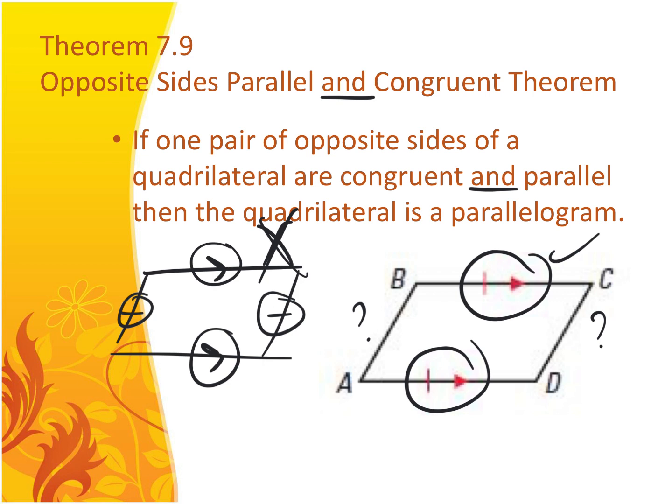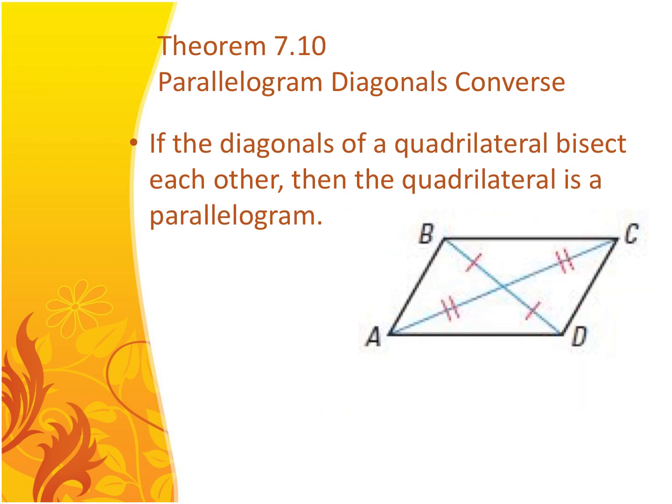All right, and our last theorem involves what Carson said, the diagonals, okay? The diagonals converse. So if you know that the diagonals are bisecting each other, they're cutting each other in half, your conclusion is enough to say that it's a parallelogram, okay?